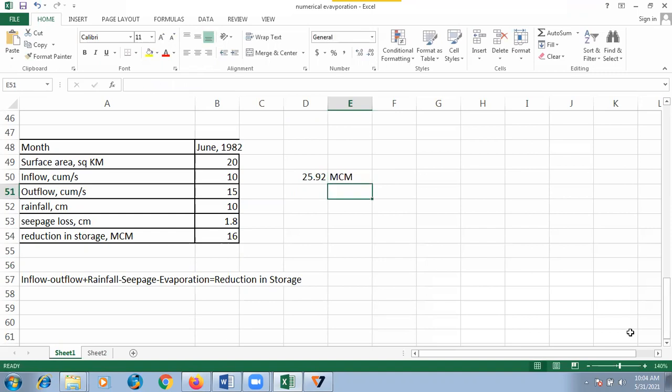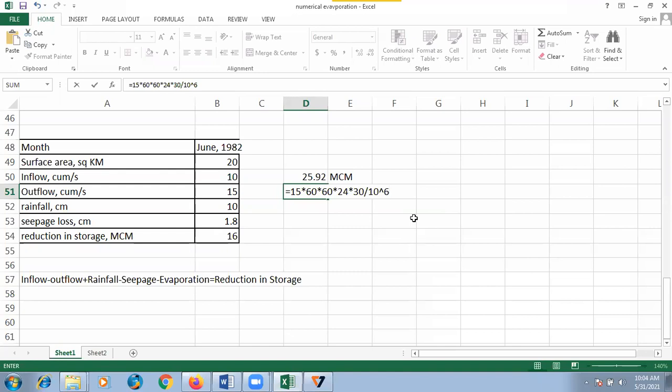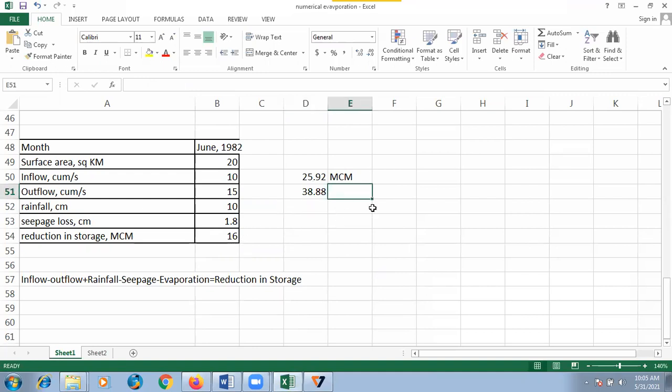Is this point clear to everyone? How to get inflow in MCM? 25.92 MCM. Similarly, you can think of outflow also. Outflow is nothing but 15 times 60 seconds, 60 minutes, 24 hours, 30 days, divided by 10 to the power 6 to convert that to MCM. So you get 38.88 MCM.